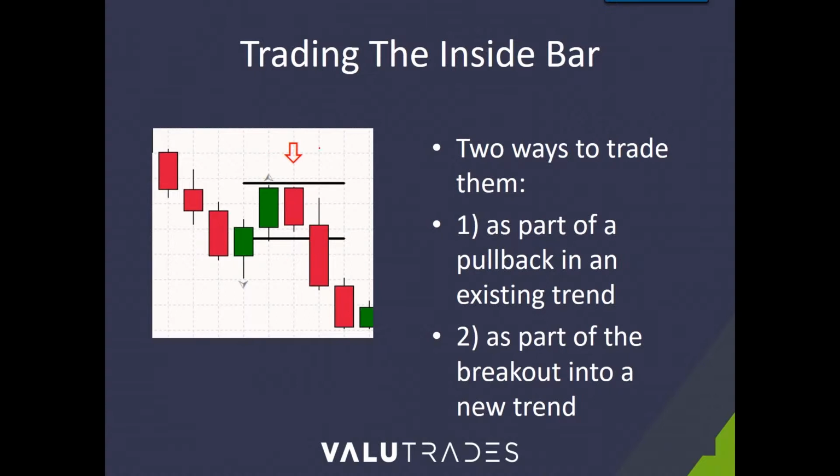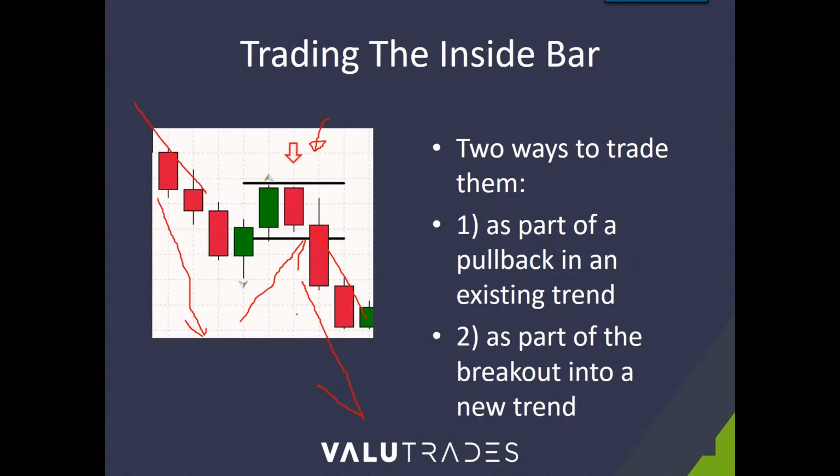So I tend to use them in two ways to trade them. First, as part of a pullback in an existing trend, or two, as part of the breakout into a new trend. You might have heard me talk about different types of trading styles in the past, and I always say you can boil it down to a trading method that is either a pullback or a breakout. We're looking for a breakout of a line of support or resistance, or a pullback, which is a bounce off a level of support or resistance.